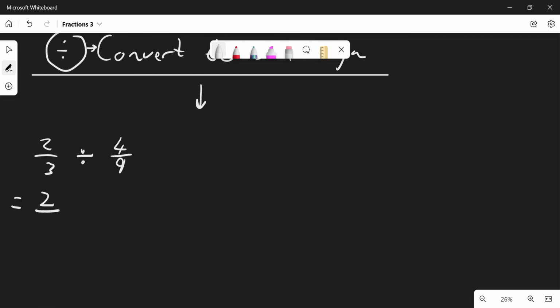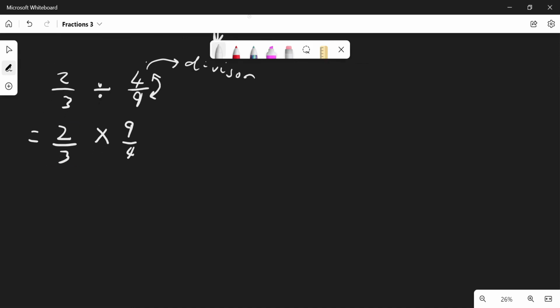So we're gonna have 2 over 3, which is the number being divided, right? And what we're gonna do is we're gonna say 9 over 4. You see, we switch the denominator and the numerator, and so we write times there. And this is how you convert to a multiplication sign. You switch over the numerator and the denominator of the divisor. So the divisor is the one that is doing the dividing, right? So you switch these around, and then after you've done that switch, you turn your division into a multiplication sign.